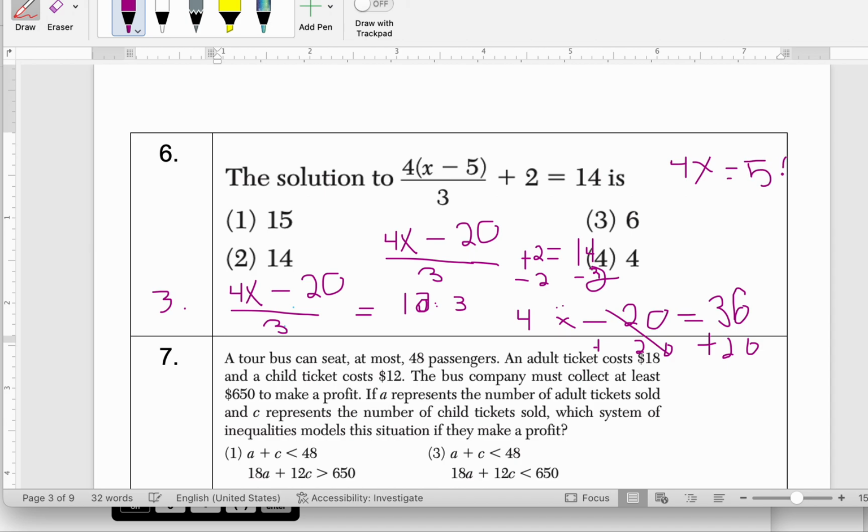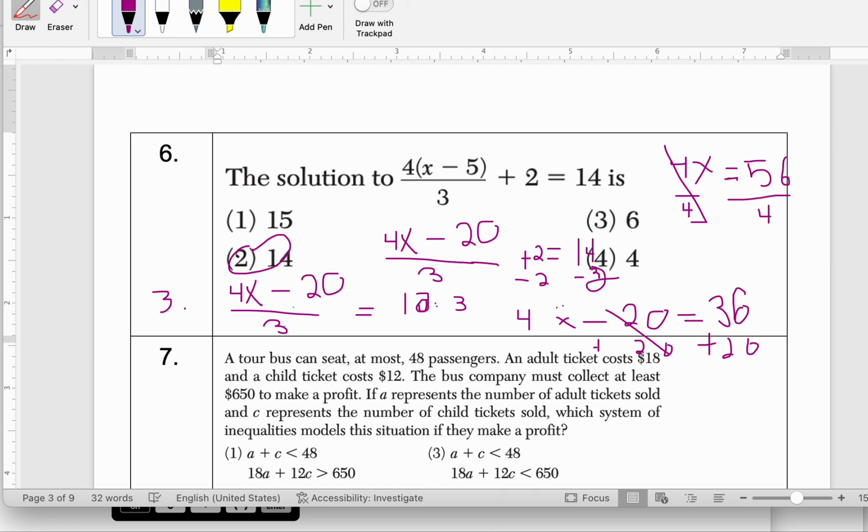Now we need to get rid of the 4 by dividing, right? 56 divided by 4 and 4x divided by 4. Okay, and we would end up with 14 as x. 56 divided by 4 is 14.